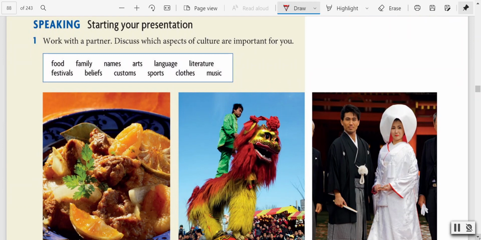Speaking part. In here, in the speaking part, the title of this part is Starting Your Presentation. Work with a partner, discuss which aspects of culture are important for you.